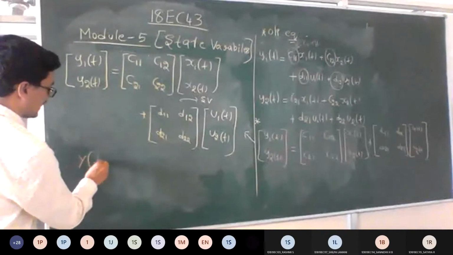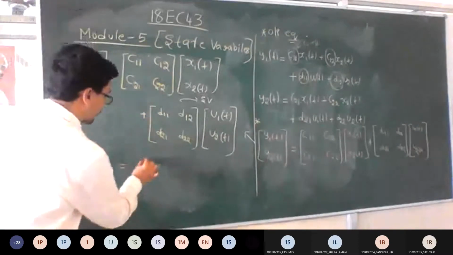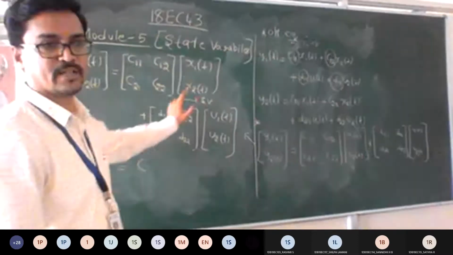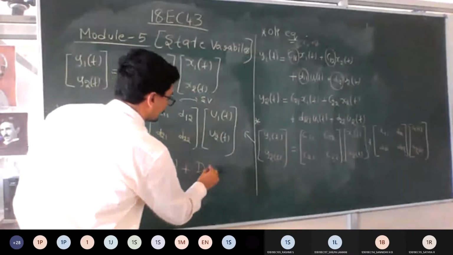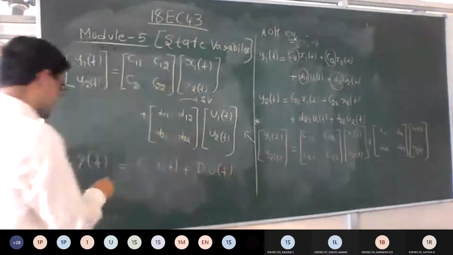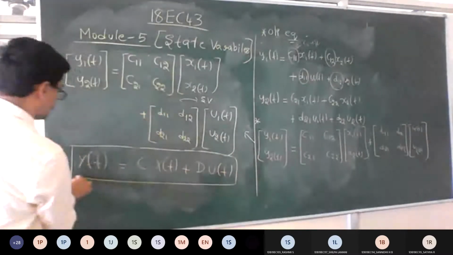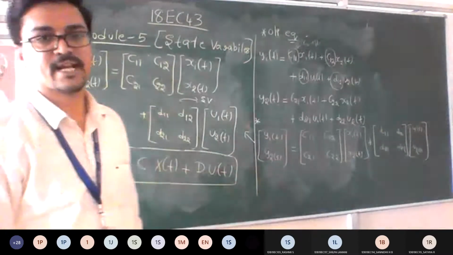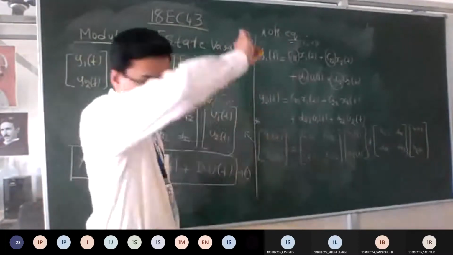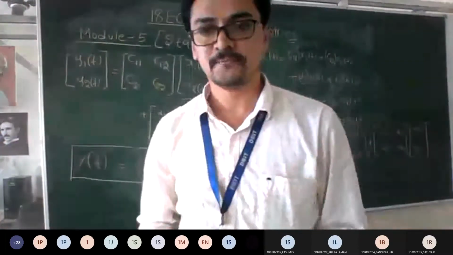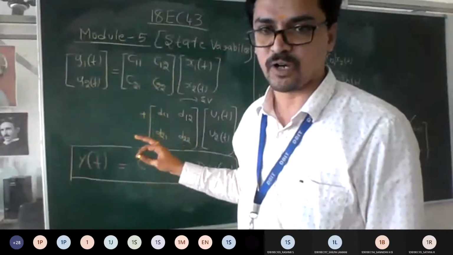You can represent capital Y of t is equal to this coefficient, which I am going to call capital C, and this input I am going to call x of t, plus D into u of t. This is the equation required to calculate the output equation of a state model. You can represent this as equation number 1. Is it okay till here? The same procedure you have to follow to solve any problem.